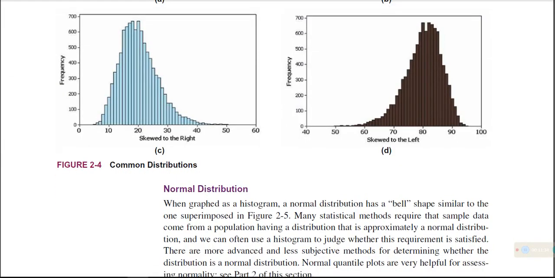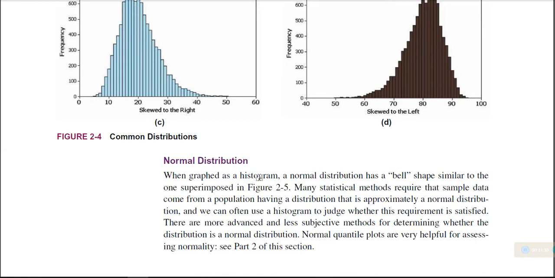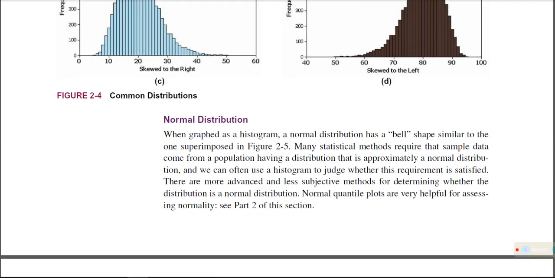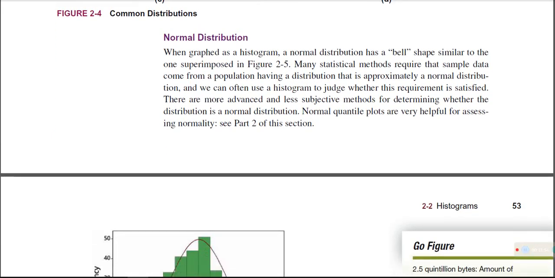So, normal distribution. When graphed as a histogram, a normal distribution has a bell curve similar to the one superimposed in figure 2-5. So many statistical methods require that sample data come from a population having a distribution that is approximately a normal distribution. So marami tayong mga statistical tools na pwede mo lang silang gamitin pag normal yung distribution mo. Otherwise, you have to opt for non-parametric statistical treatments.